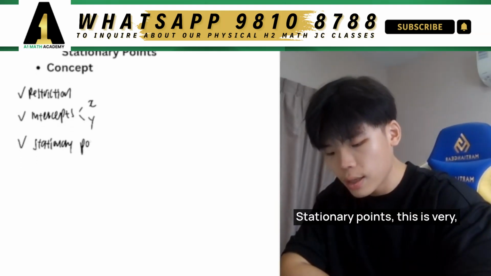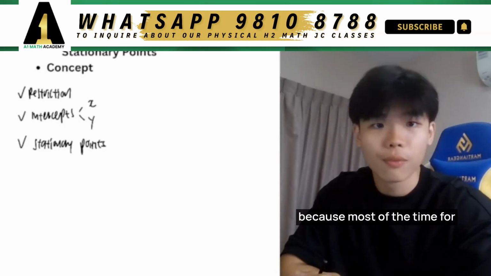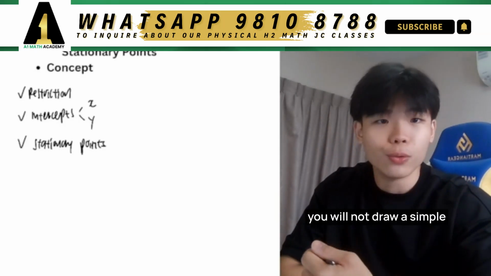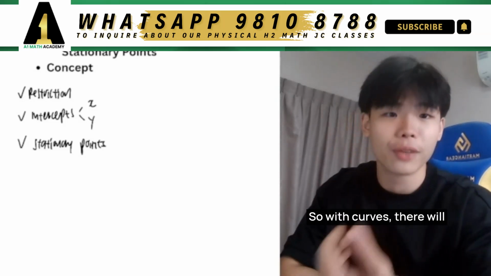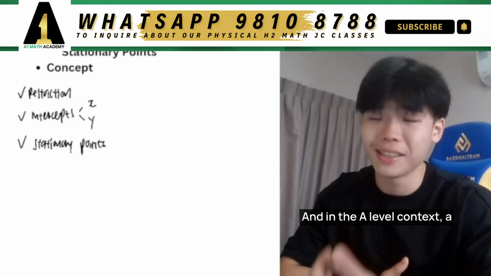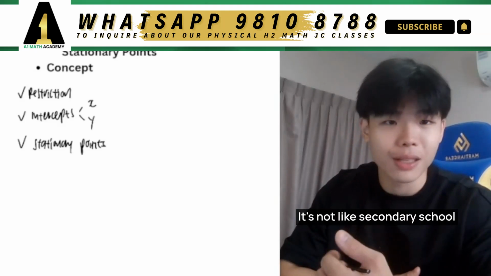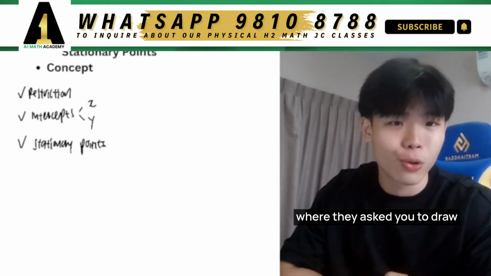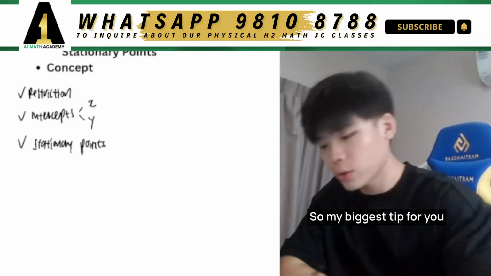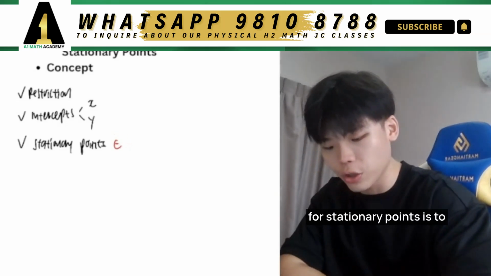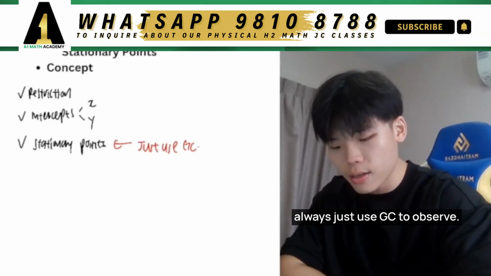Stationary points. This is very, very important to always include, because most of the time for all graphs that you draw, you will not draw a simple straight line graph, right? It most likely will be a curve. So with curves, there will definitely be stationary points. And in the A-level context, a curve that you draw can have multiple stationary points, right? It's not like secondary school where they ask you to draw a quadratic or a cubic, and the number of stationary points is more or less the same every single time. So my biggest tip for you for stationary points is to always just use GC to observe.